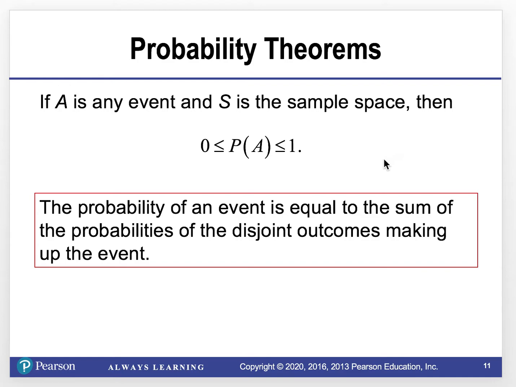Right? Okay, so this is a clue. All my probabilities have to be between 0 and 1. So if you get an answer to a question about a probability that's not between 0 and 1, you know you've made a mistake.